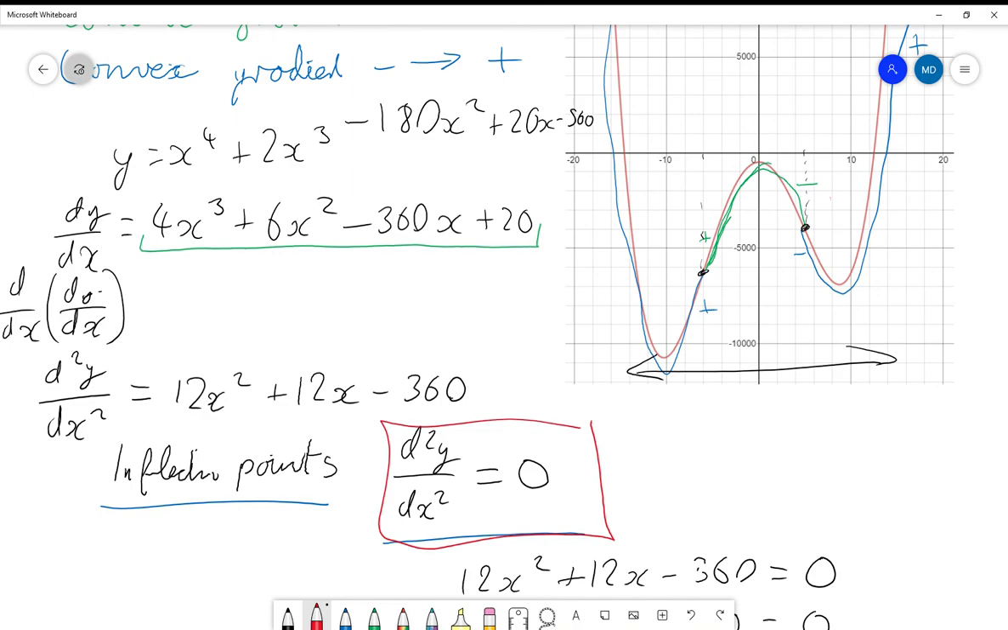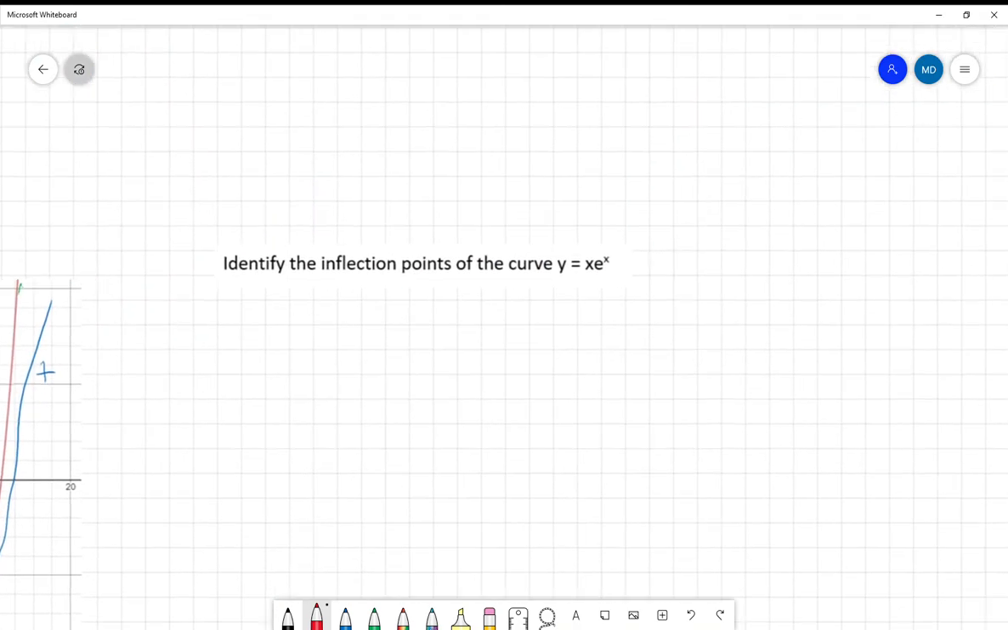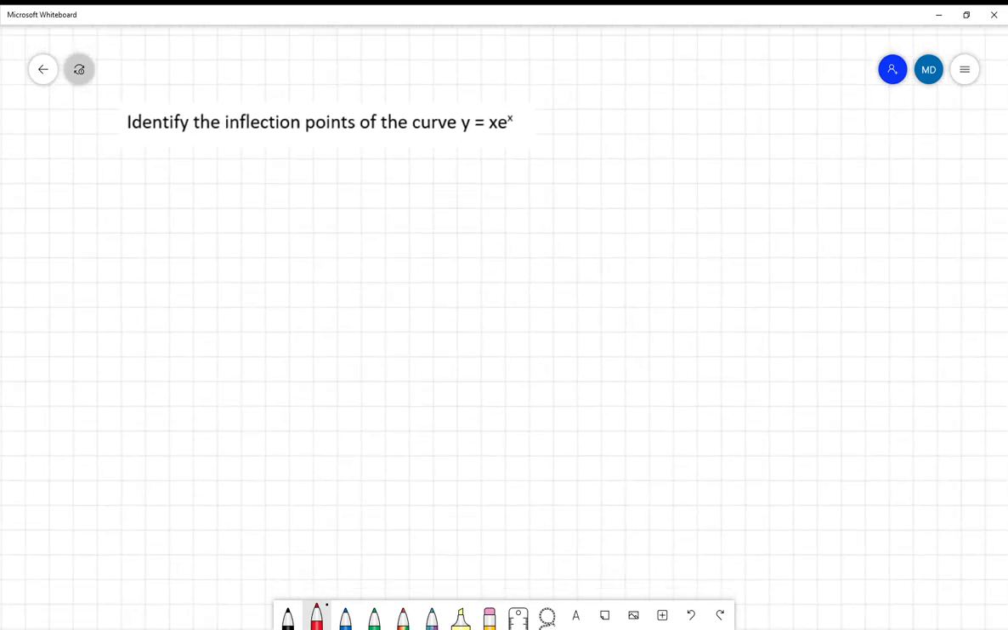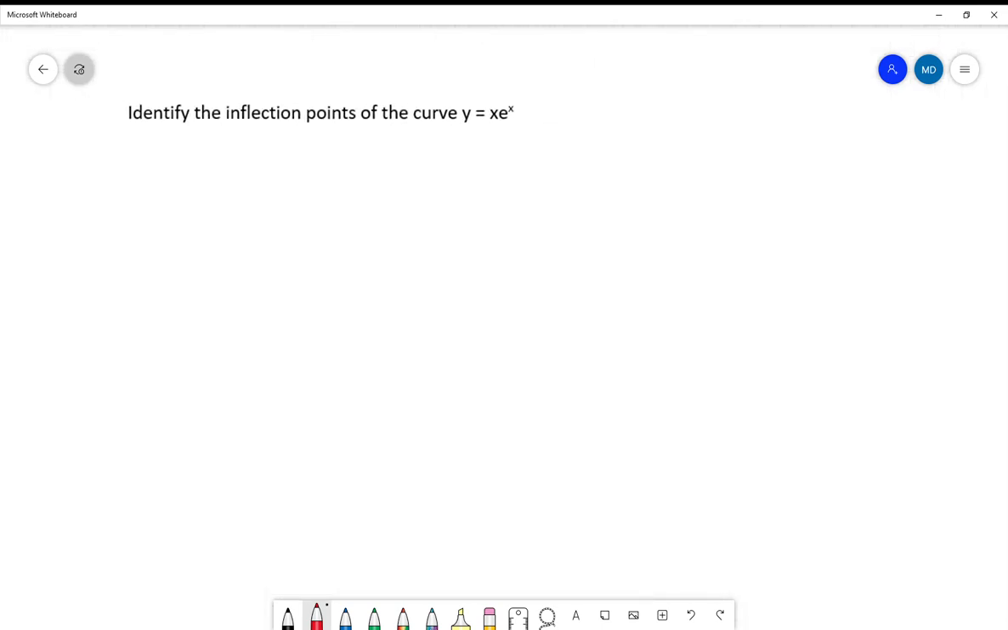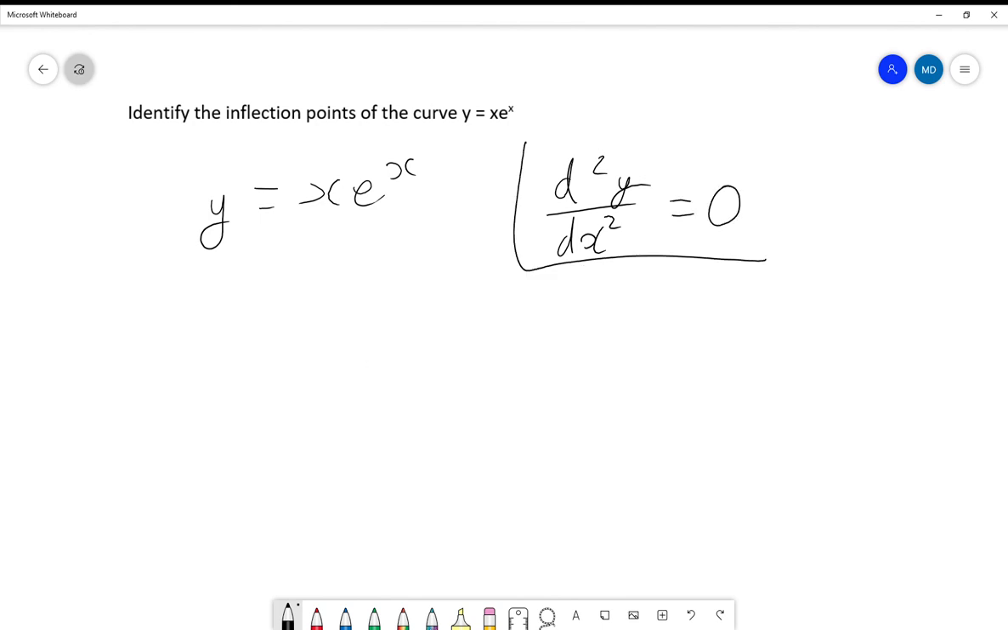Okay, let's look at a second example. Because you might not get this nice easy curve like this, you might have to identify the inflection points in the curve y equals x e to the x, and we don't have a graph here. So to identify the inflection points I'm going to use d2y by dx squared equals 0. That's my rule I'm going to use.